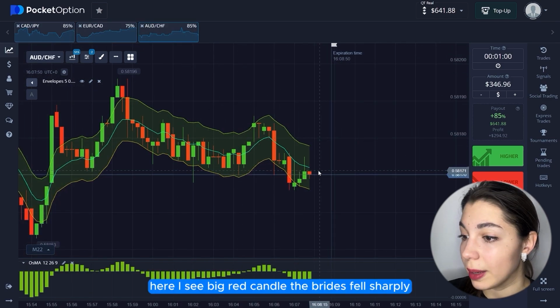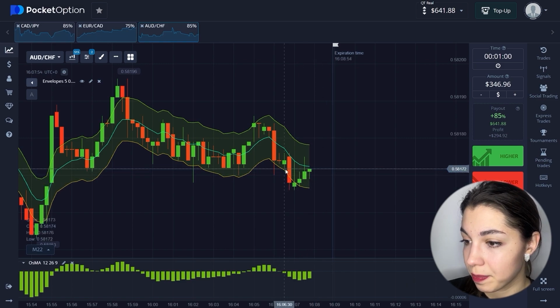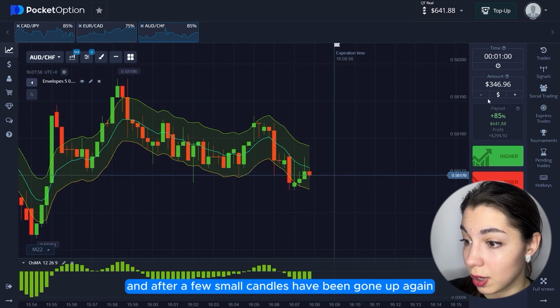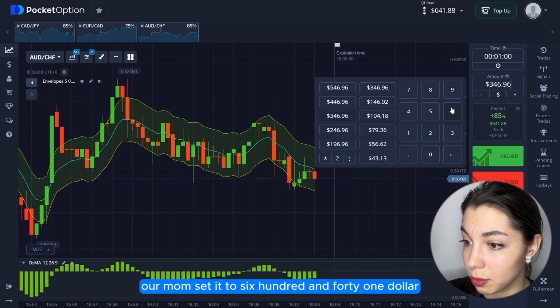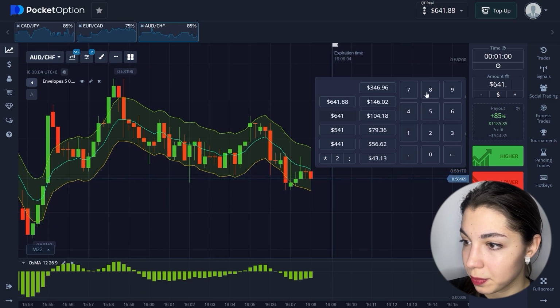Here we see a big red candle. The price fell sharply, and after a few small candles, it went up again. So let's update our amount, set it to $641.